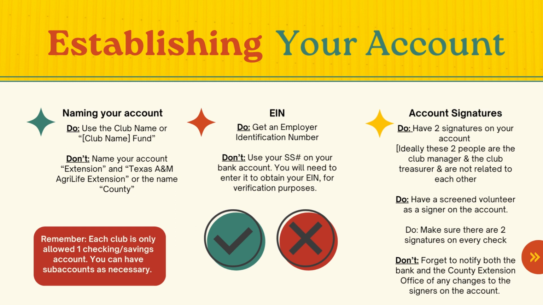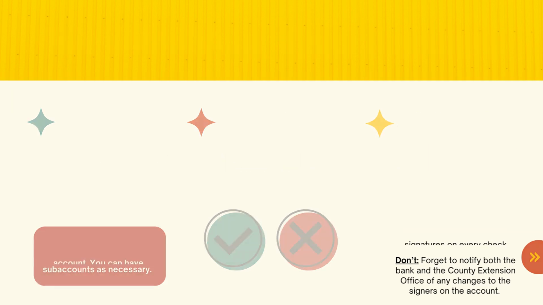We don't want to forget to notify both the bank and the county extension office of any changes to the signers on the account. As a note, remember, each club is only allowed one checking or savings account. You can have sub-accounts under these primary accounts as necessary.